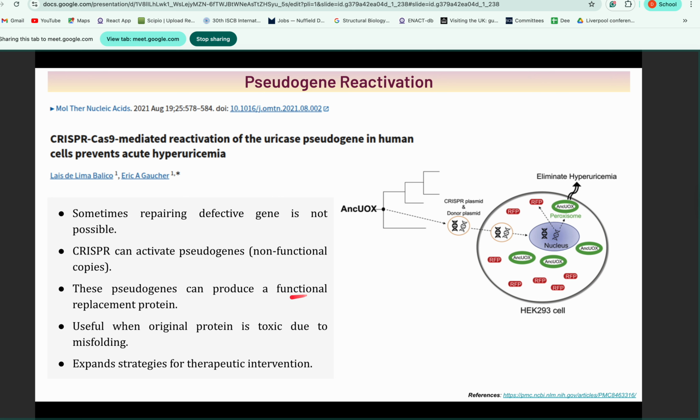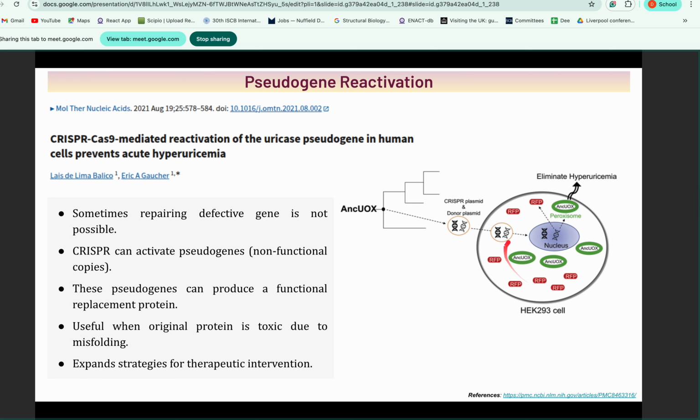So these pseudogenes can produce a functional replacement protein, and it is useful when the original protein is toxic due to its misfolding. It expands the strategies for therapeutic interventions. In this particular paper, they have taken the example of the uricase pseudogene, showing how we can reactivate that uricase pseudogene so that it can synthesize specific proteins which can help the cell prevent the state of acute hyperuricemia.